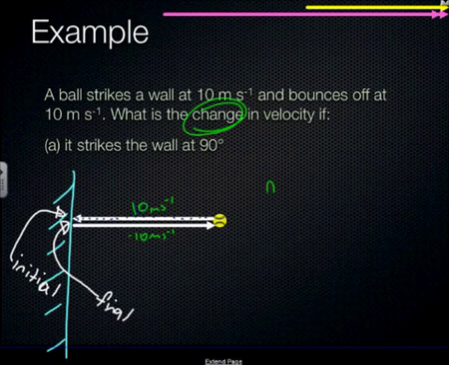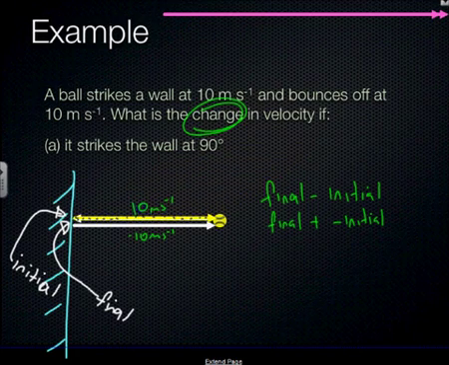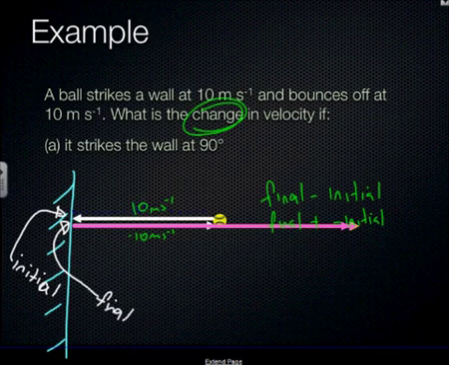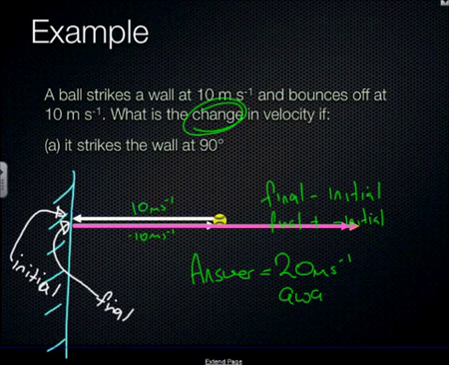So if I'm going to have final minus initial, that's going to be the same as final plus negative of the initial. So let's make that initial one into a negative. There we go. So now I've got two vectors going in the same direction. If I add these two vectors now, I then get a final resultant going that way, away from the wall, of a value 20 meters per second. So the answer is equal to 20 meters per second away from the wall.